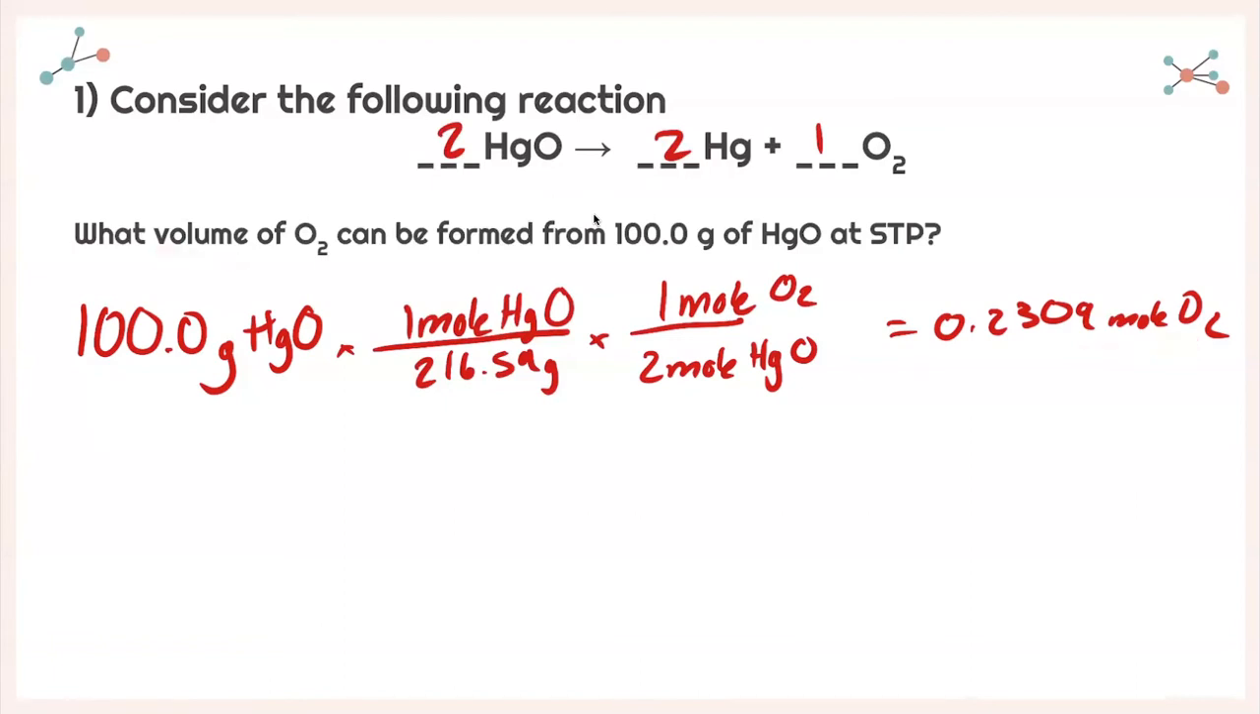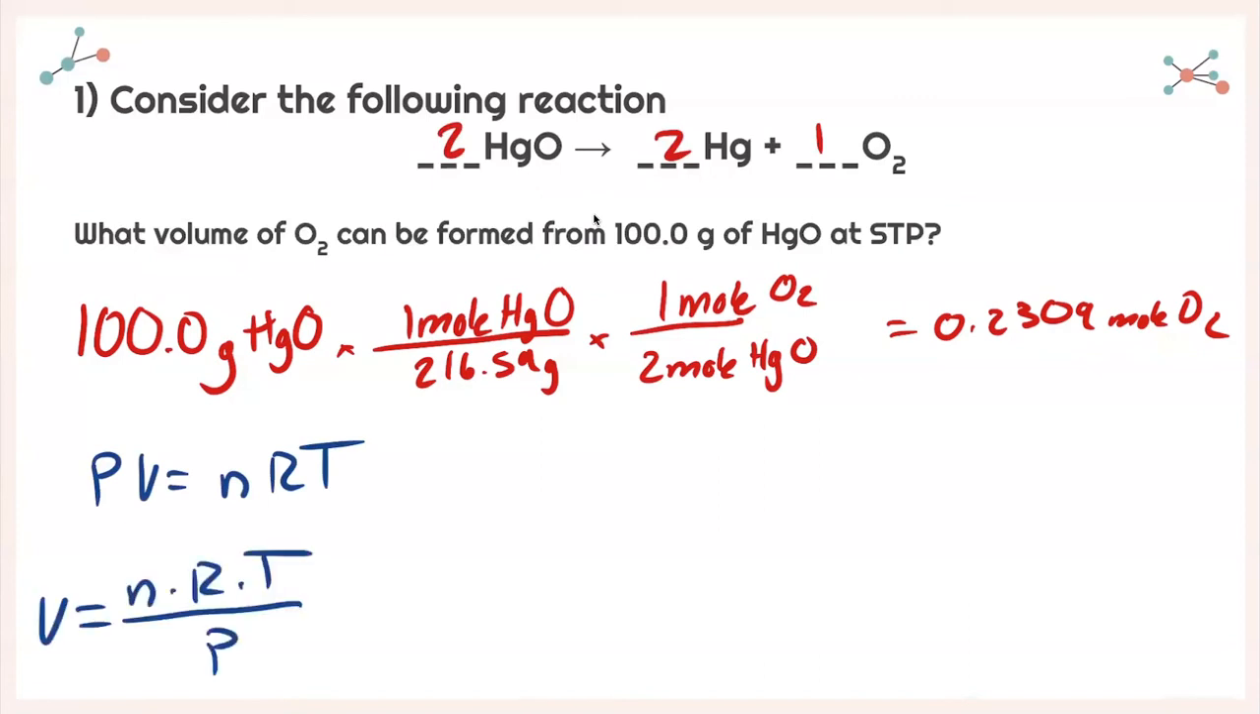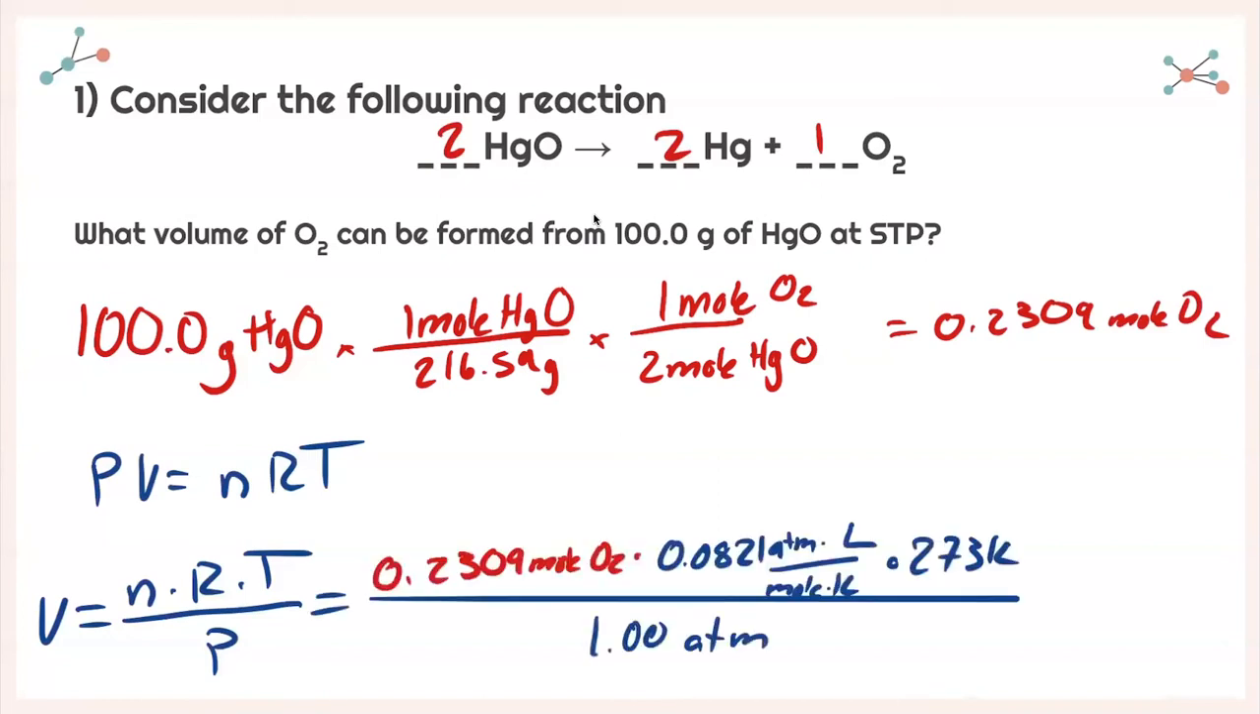And luckily, we have an equation that lets us calculate that. If we use our ideal gas law, PV is equal to nRT, we can solve for our volume. Our volume would be our number of moles times our R constant times temperature divided by pressure. And we can plug everything that we have in. Our number of moles is 0.2309.